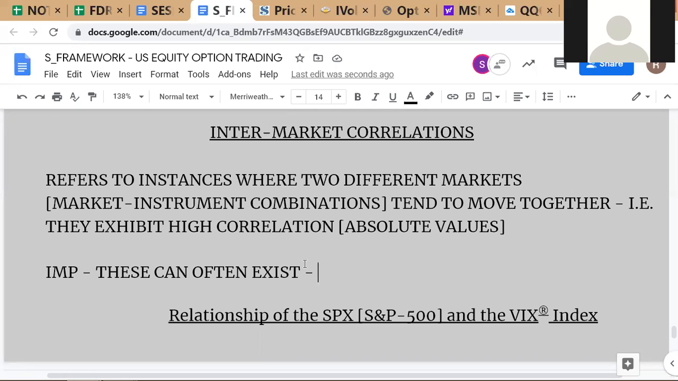So the point about these intermarket correlations is that these can often exist for some time. We don't know how long that is. They may differ between markets, and differ between times.